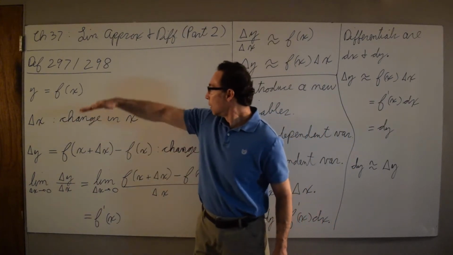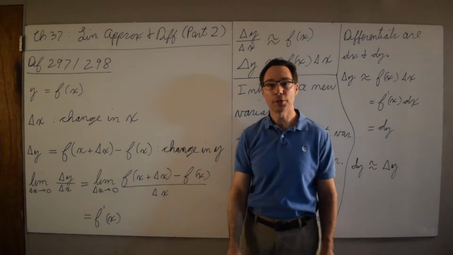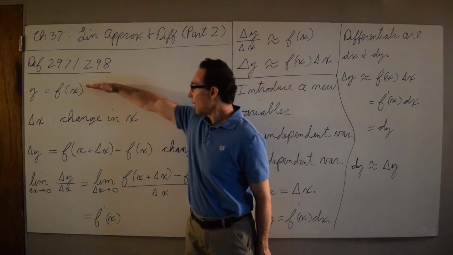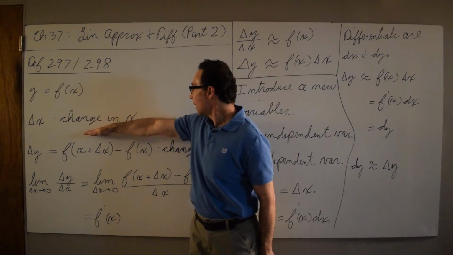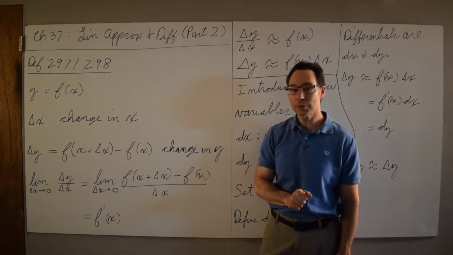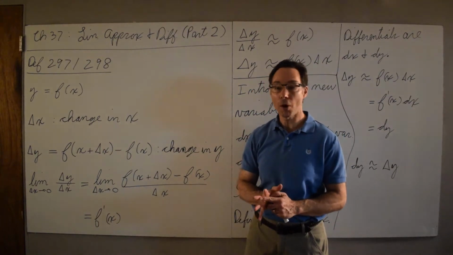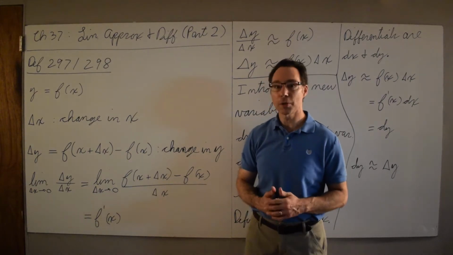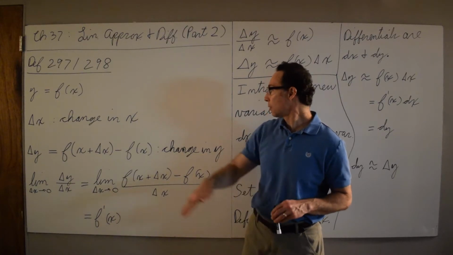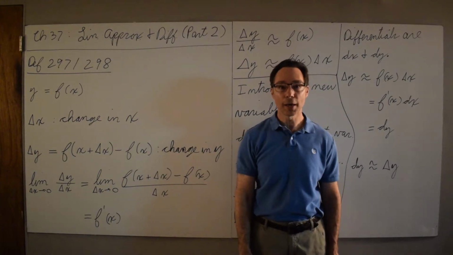And so this is our setup. I'm just going to explain definitions 297 and 298. We start with a function, y is f of x. Delta x is going to represent a change in the variable x. So your variable x is going to change from x to x plus delta x. Delta x does not have to be positive, it can be negative. So x plus delta x might be less than x, and it might be more than x. Just keep in mind delta x is allowed to be negative.